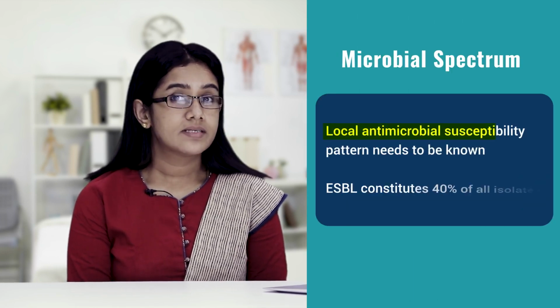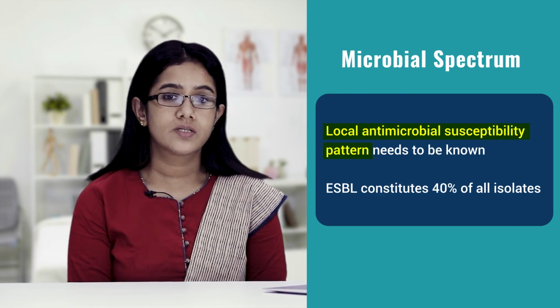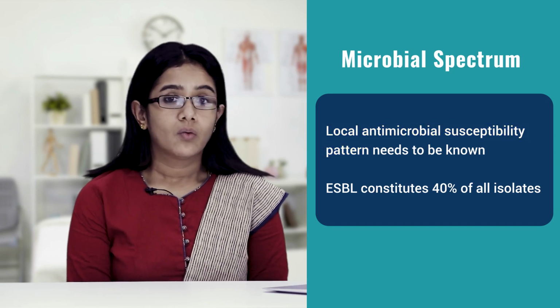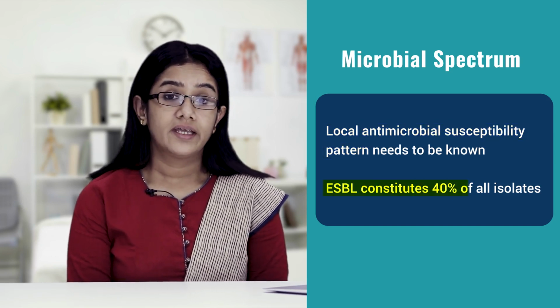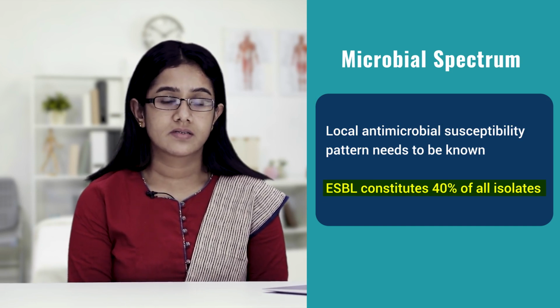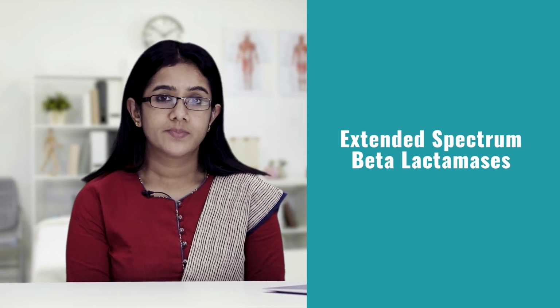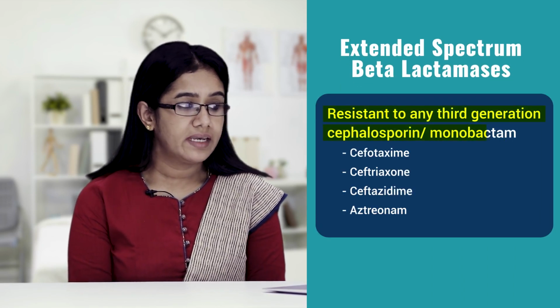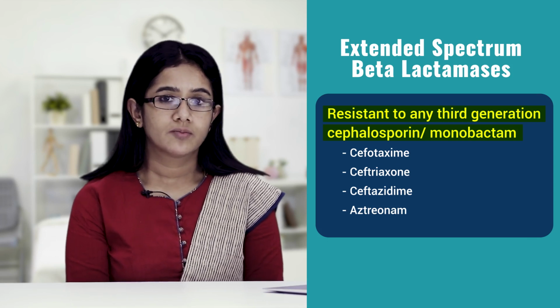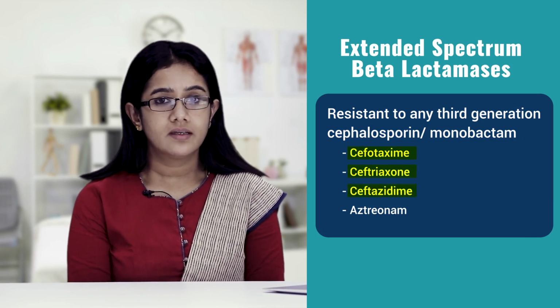Now, other than knowing the microbes, you also need to know the antimicrobial susceptibility pattern, as in to which particular antibiotics these particular microbes will be effective against. Now, the reason is because of the rising emergence of the ESBL, extended spectrum beta-lactamase. So what is extended spectrum beta-lactamase? Extended spectrum beta-lactamase are those organisms that generate beta-lactamase, and it can be resistant to any third generation cephalosporin or monobactam. Third generation cephalosporins being cefotaxime, ceftriaxone, ceftazidime and then aztreonam.